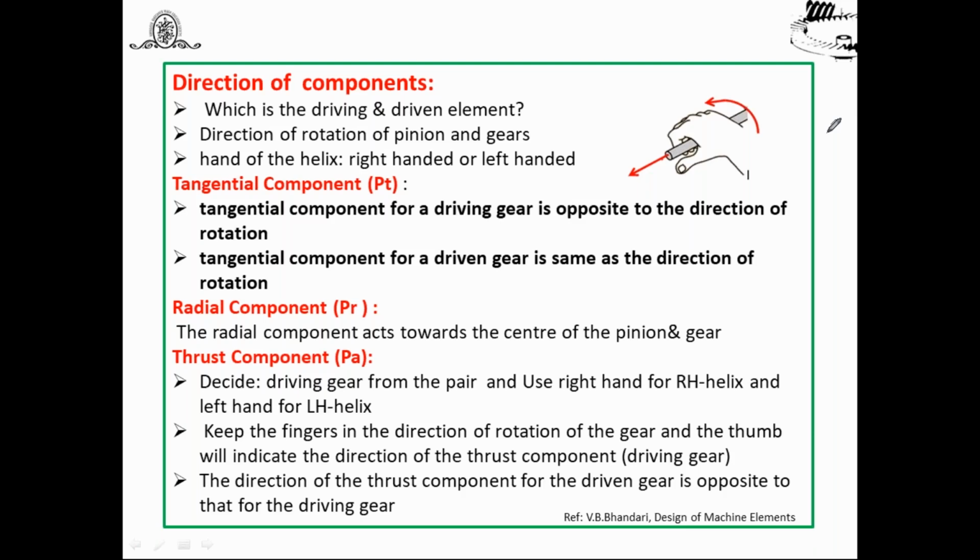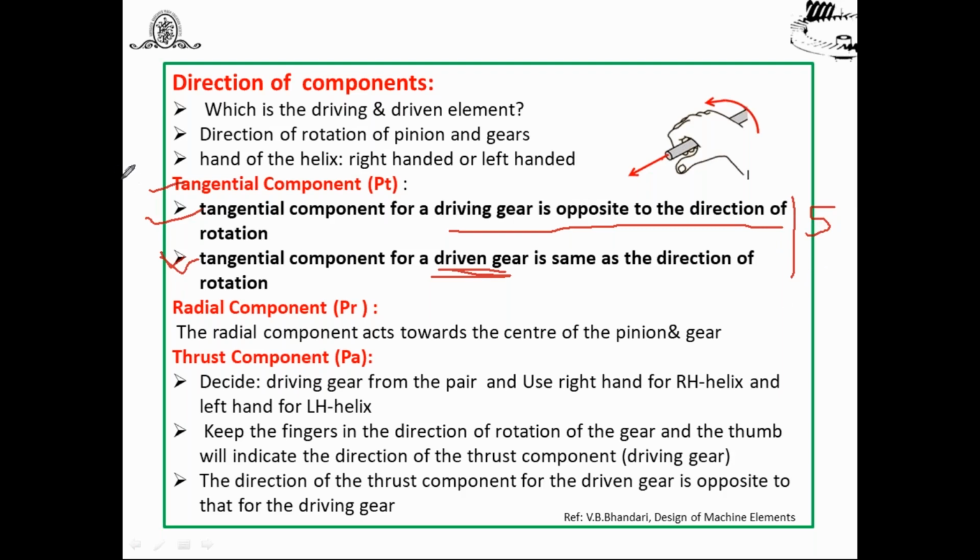So here, while deciding the direction of these force components, first of all you have to decide which one is the driving and which one is the driven. Then the direction of rotation of pinion, clockwise or anti-clockwise, then hand of helix, right hand or left hand. And once you know that, it's very simple to decide the direction. The usual procedure, like spur gear: the tangential component for a driving gear is opposite to the direction of rotation. It is applicable to spur also. Then the tangential component of the driven gear is in the same direction as the rotation.